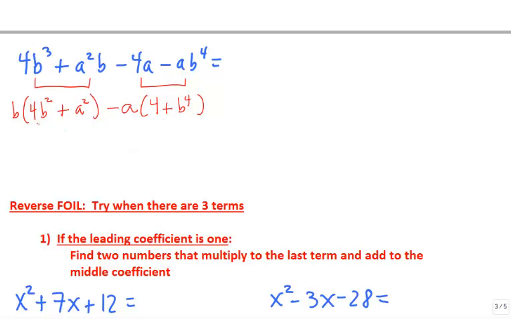But compare, this does not match this. So grouping isn't going to work because I'm not going to be able to pull out anything in the next step because these two common factors aren't the same.